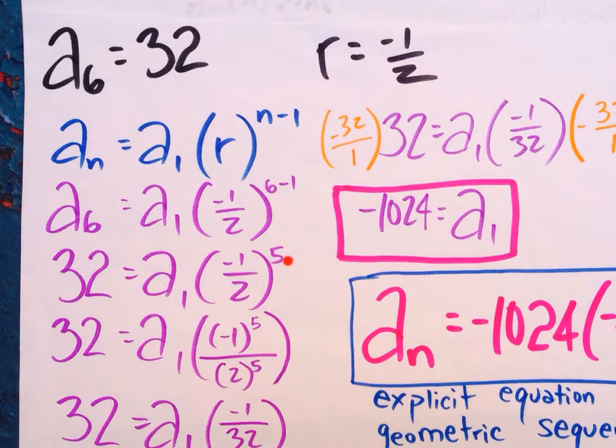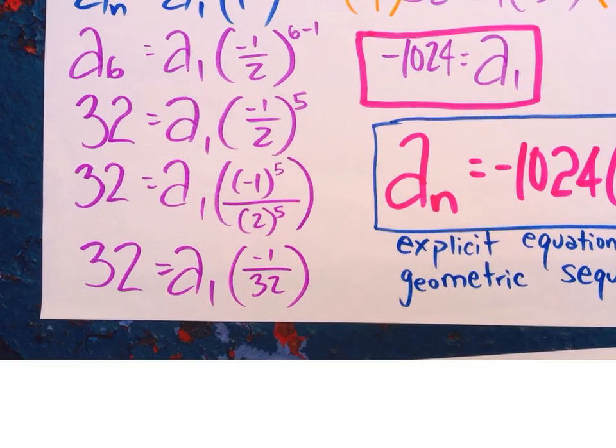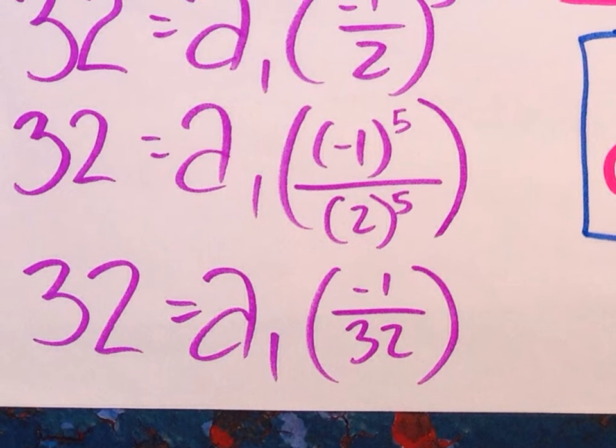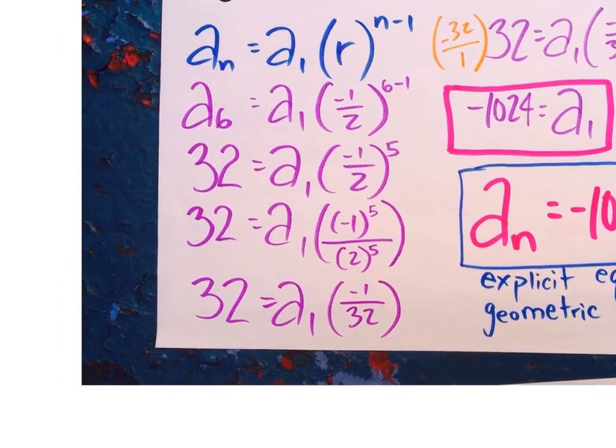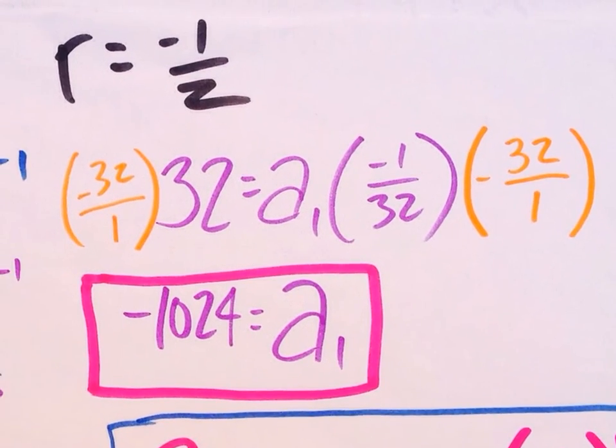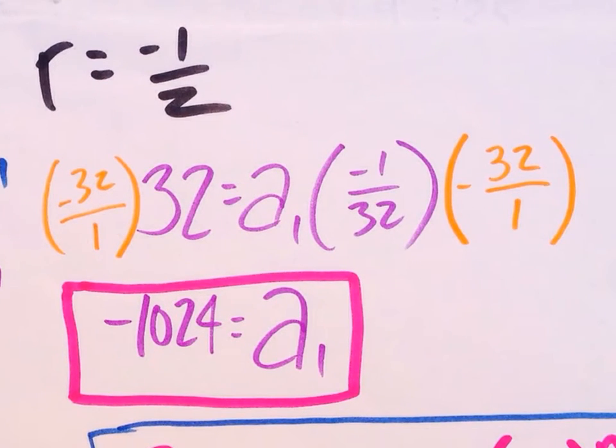We're going to now raise this to the fifth power, raising both the numerator, negative 1, and the denominator, 2, to the fifth power. And when we do that, that's going to give us negative 1 over 32, when you use your calculators. And now we need to get a sub 1 by itself. So how do we do that? We're going to be multiplying both sides by the reciprocal. And I see that the negative 1's cancel out right there.